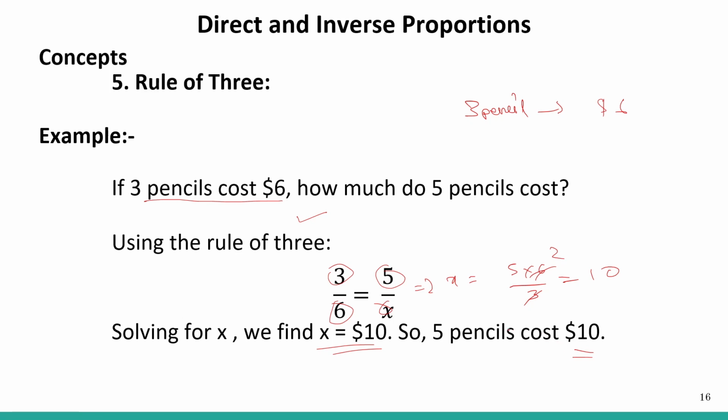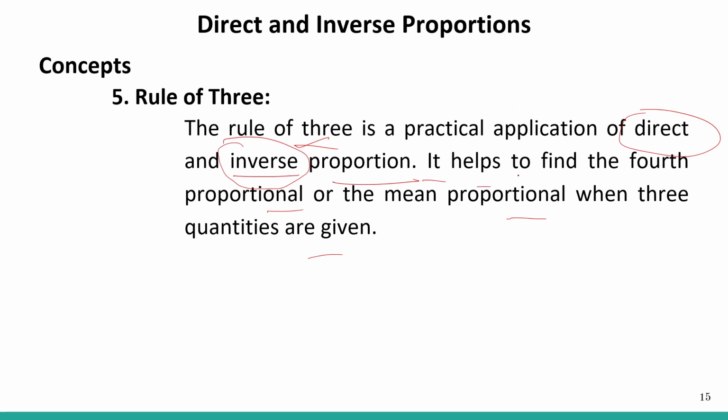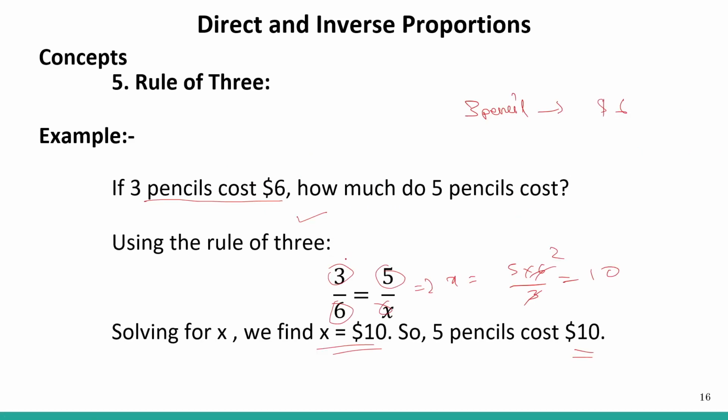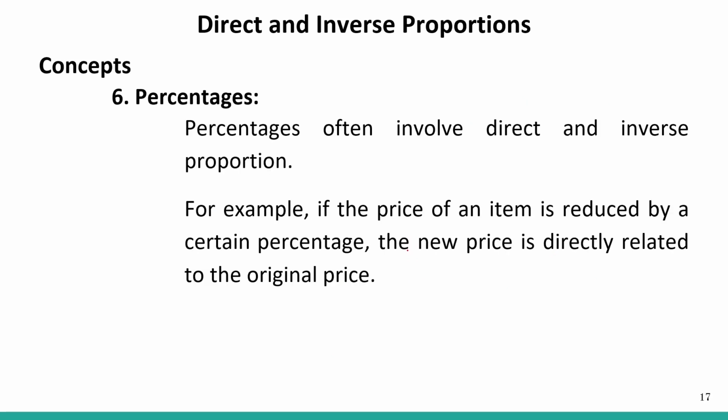So this is what the rule of 3 tells us, that it helps to find out the fourth proportional or the mean proportional when 3 quantities are given. So here 3 quantities were given to us and we wanted to calculate the fourth proportional. Okay, and that's why we use the rule of 3. So let's see percentages. Percentages are often involved in direct and inverse proportion. For example, if the price of an item is reduced by a certain percentage, then the new price is directly related to the original price, right?